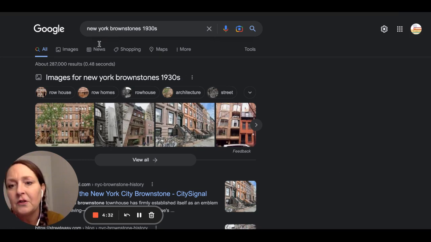So the first thing I did is very simple. I did a Google search, New York brownstones, 1930s. A couple things to be aware of here. When you're searching in Google, it is fine to put lots of keywords like this, but it matters what order you put them in. And it also matters that you don't use stop words. Not technically because they're stop words, but it just keeps it from being cluttered up.